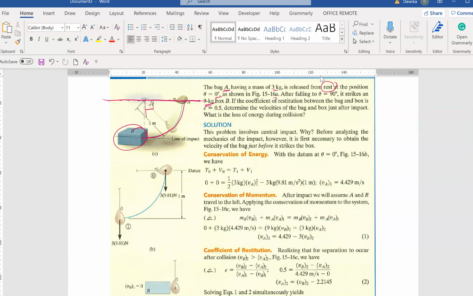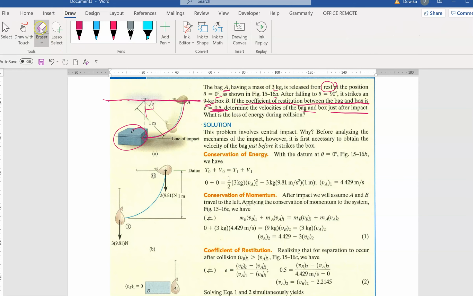So you have to do stage by stage. You have to give them numbers. Okay, so if the coefficient of restitution between the bag and the box is 0.5, determine the velocity of the bag and the box just after the impact. And also they want you to calculate the energy loss.